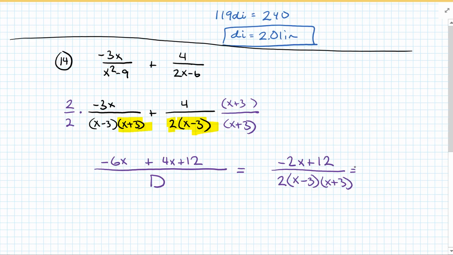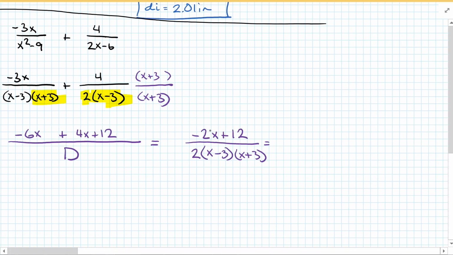Can I simplify it a little bit more? Absolutely. What can I factor out up top? Well, I could factor out a 2 if I wanted to. I could factor out a negative 2 if I wanted to. So let's factor out a negative 2. So I'm going to get x minus 6 up top over 2 times x minus 3 x plus 3.